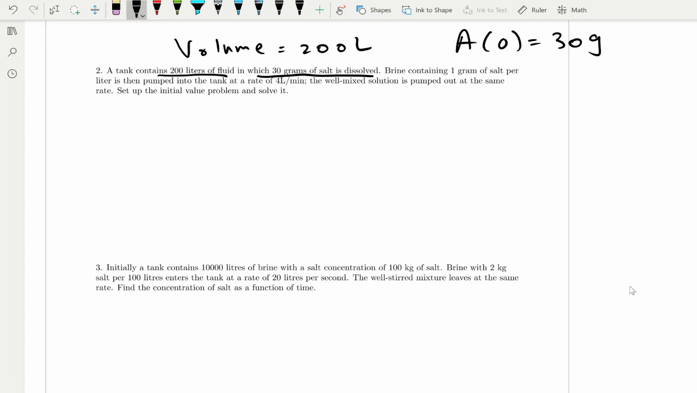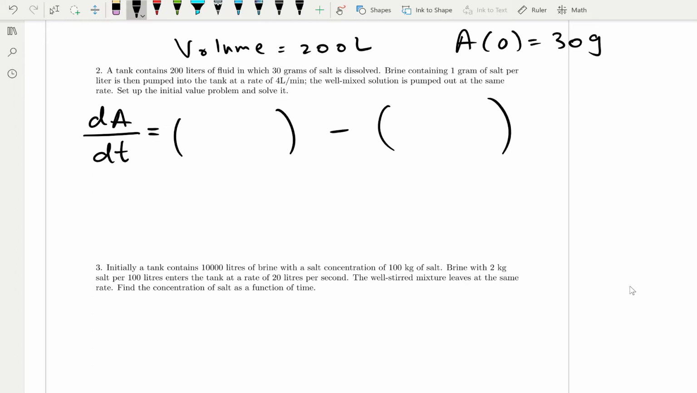Okay, so 30 grams. And then let's continue. Brine containing 1 gram of salt per liter is then pumped into the tank at a rate of 4 liters per minute. So to set up the differential equation, it's the rate of change of the amount of salt with respect to time, dA over dt. We need the inflow information minus the outflow information, right? So in the inflow, what's the concentration of salt?